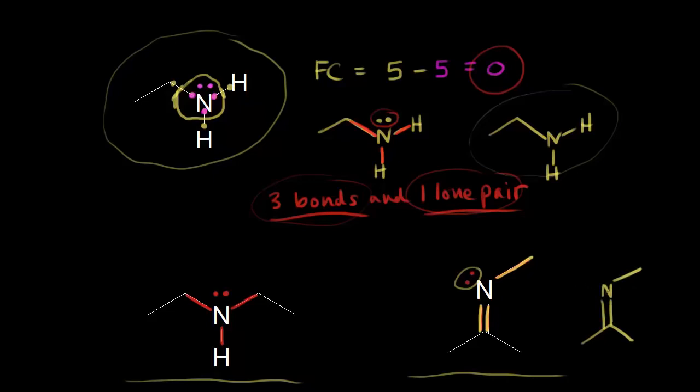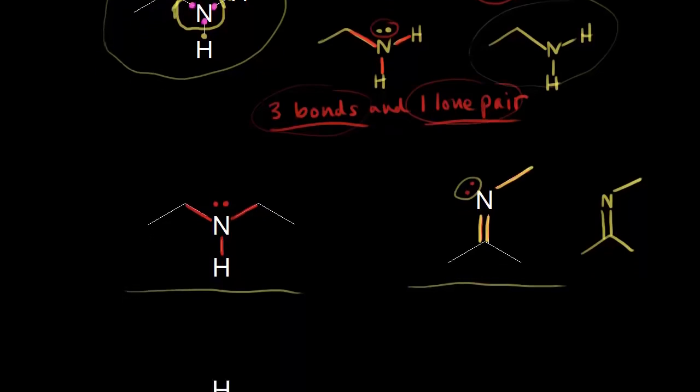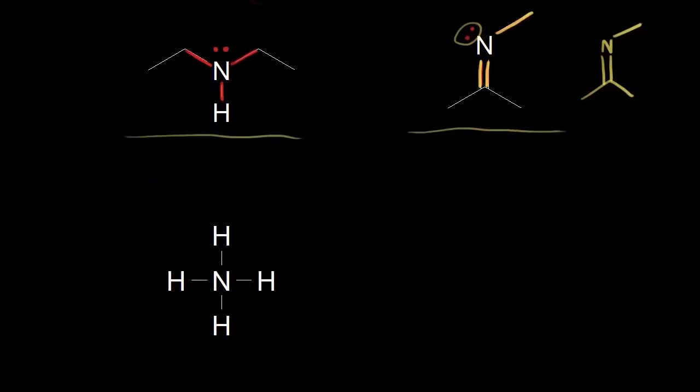Let's assign formal charge to another nitrogen, so down here. All right, so what is the formal charge of nitrogen now? Let's draw in our electrons. So each bond is 2 electrons, so I draw those in there. And the formal charge on nitrogen is equal to the number of valence electrons that nitrogen is supposed to have, which we already know is 5.